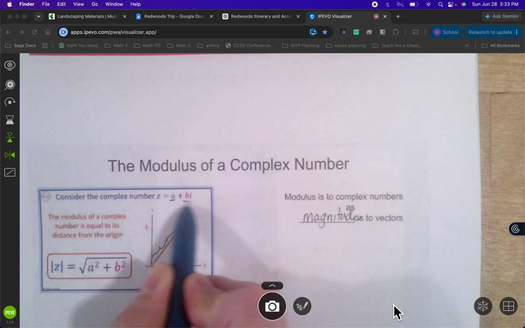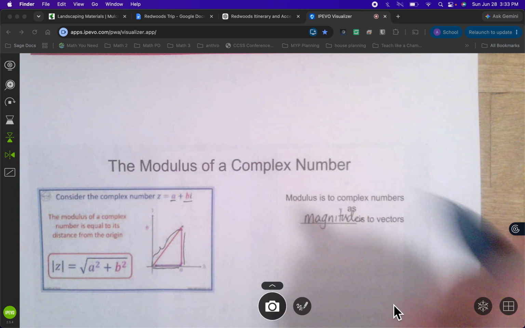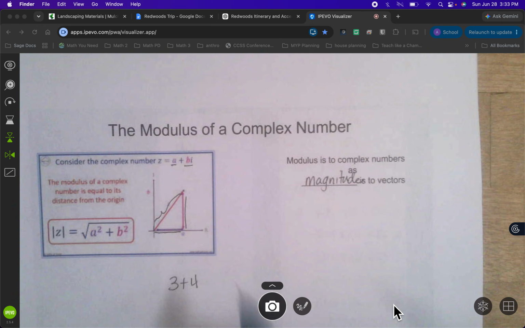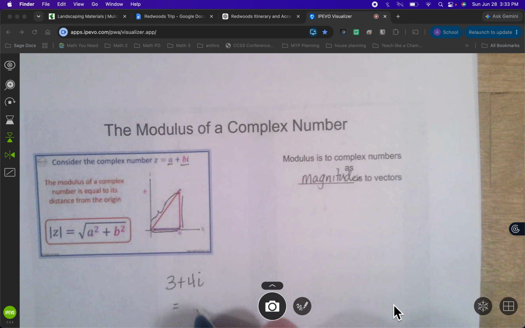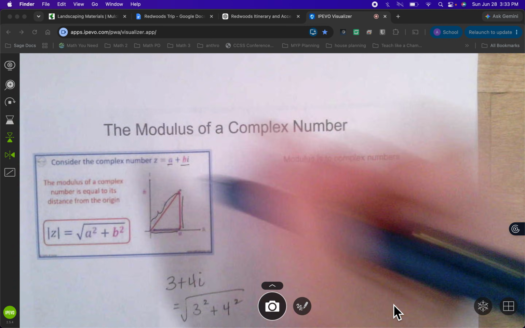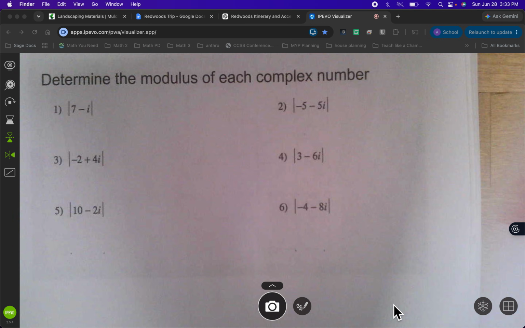If you're doing a plus bi, we're only taking the number part of each component. So if I had 3 plus 4i, you would do 3 squared plus 4 squared, all square rooted. You can just ignore the i because the i functions like a label, so you don't really need to think about that when you're finding the magnitude.